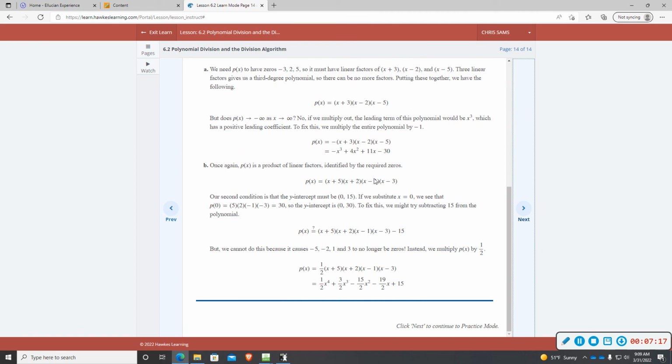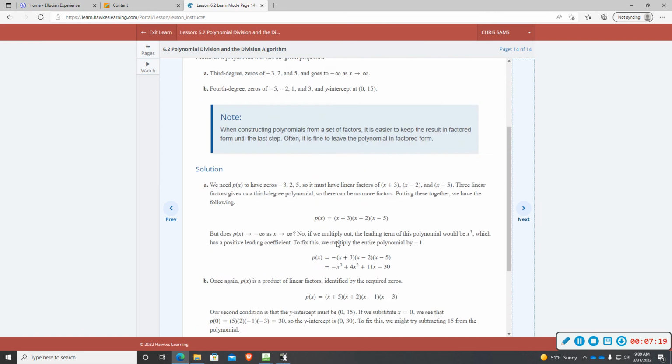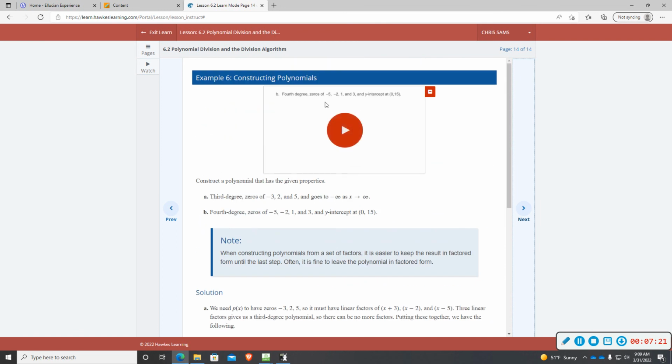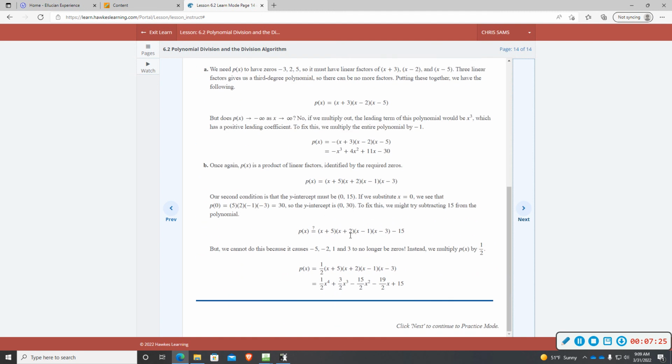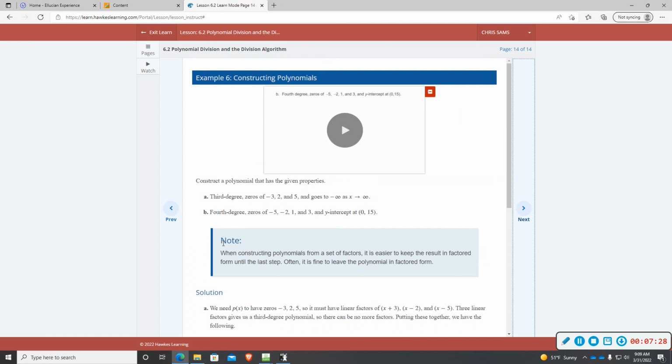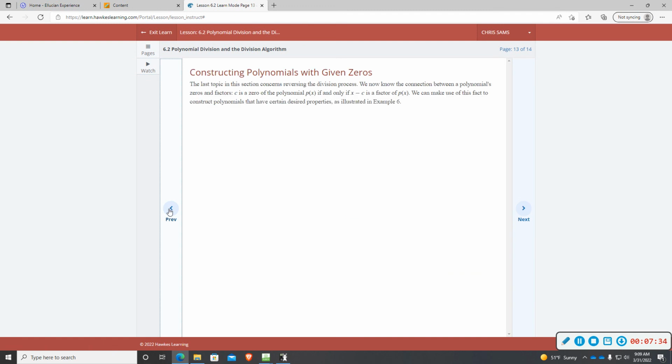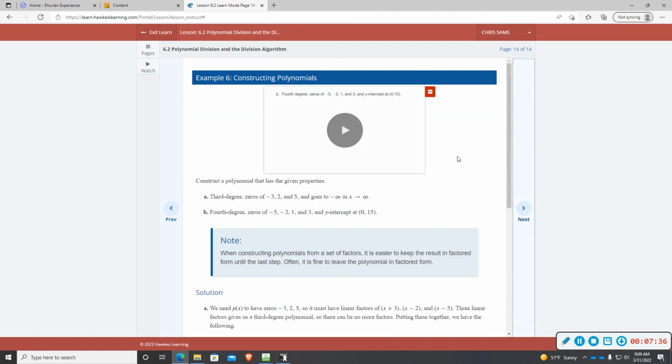So that's pretty much it. Here's a few more examples. This is writing polynomials, but again, I will show you that. And then of course you have these examples to look at as well. So anyway, again, this is a little bit challenging, but I'll do my best to walk you through all of this so that you get a good understanding. So with that, let's jump over to HAWKES.